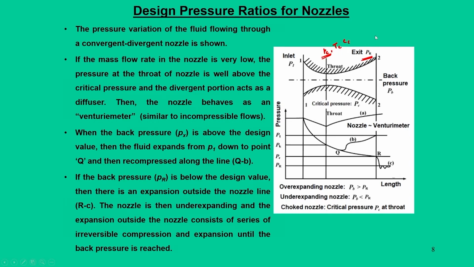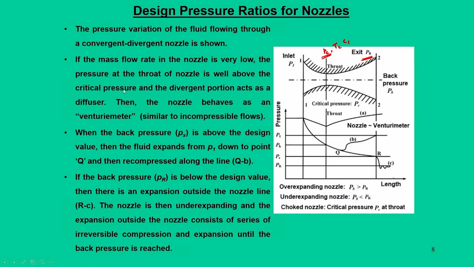So, we have one more piece of information, that is the exit pressure PR, which is normally called the design pressure, and side by side we also have the back pressure. Here the possibilities could be that PB can be greater than PR, or PB can be less than PR. It is the same concept, whether the flow is in an over expanding nozzle or an under expanding nozzle. Another possibility is that the mass flow rate is very small, so that the pressure at the throat of the nozzle is well above the critical pressure.